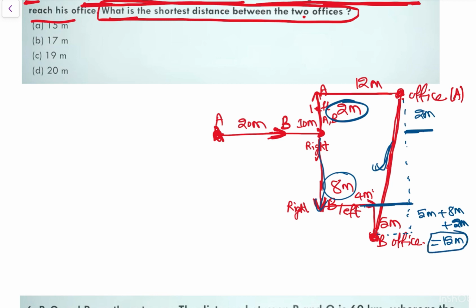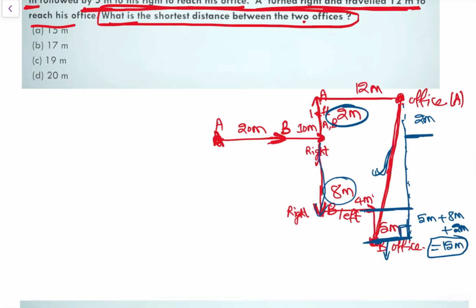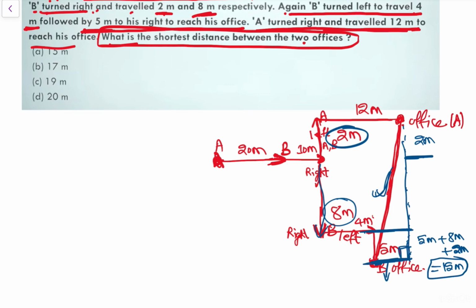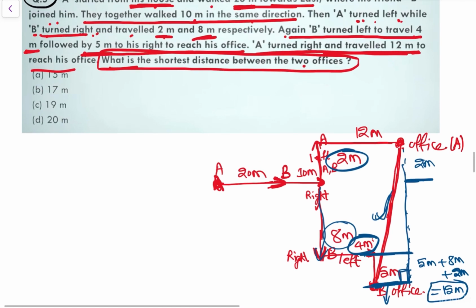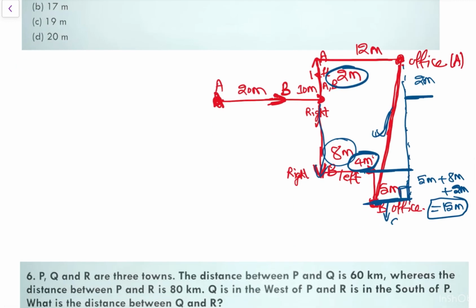Okay, 15 meters. Then now we have to calculate this side, right angle triangle, right? So if we know both these distances, so here it is given that he traveled 8 meters. So this is the thing, right? See, we turn like 4 meters here given. B turned right and traveled 2 meters and 8 meters respectively. So either way we got 8 meters.